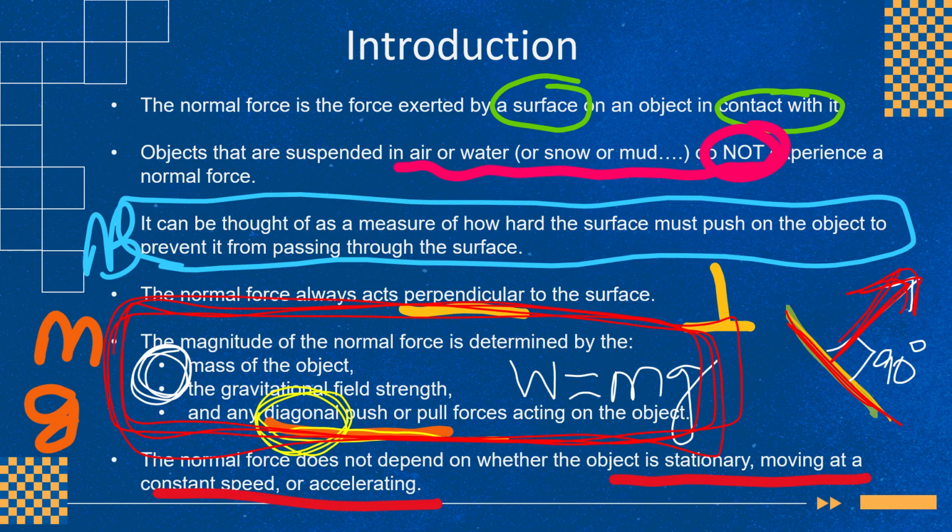But that last bullet, guys, whether the object is stationary, moving at constant speed, or accelerating, that will not influence your calculation of your normal force. So please don't overcomplicate and try and figure out whether there's a difference between these types of motions. No, there's not. Okay, the normal force is always the same regardless of the horizontal motion of the object.